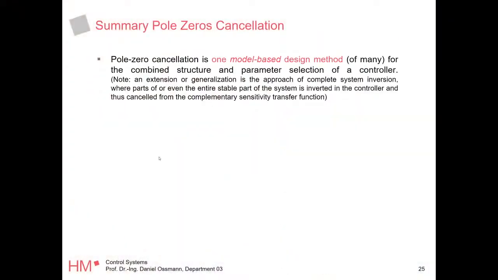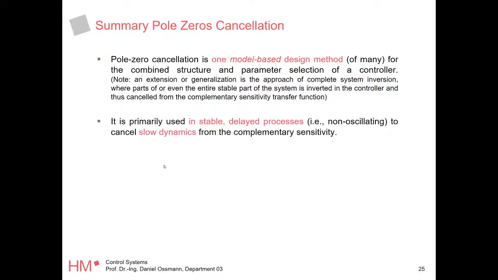Pole zero cancellation is a model-based design method. Please really ensure that it is model-based. Without a model, you cannot cancel anything, because you need to know where the poles are, right? There are actually extensions which have been used for, I think, even the A350 aircraft, and also for space launchers, which not only cancel one or two poles, but cancel the whole dynamics of the system. But this would go too far in this lecture. It's primarily used for stable lag processes, delayed processes.